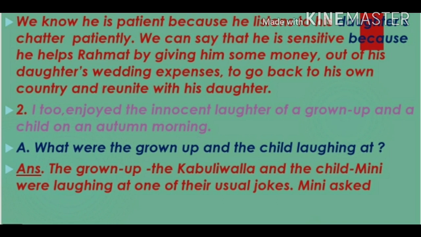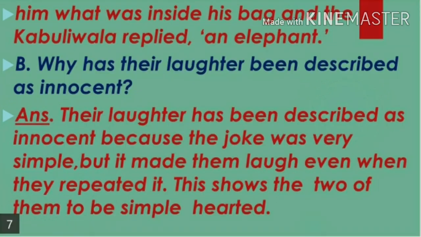Question number 2 gives an extract. Let's read. I too enjoyed the innocent laughter of a grown-up and a child on an autumn morning. So the first question is, what were the grown-up and the child laughing at? The answer is, the grown-up, that is the kabuliwala, and the child, that is Minnie, were laughing at one of their usual jokes. Minnie asked him what was inside his bag, and the kabuliwala replied, an elephant.